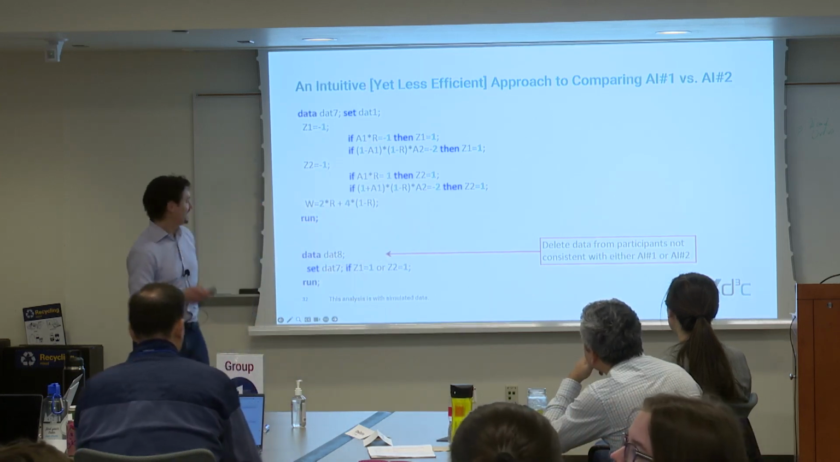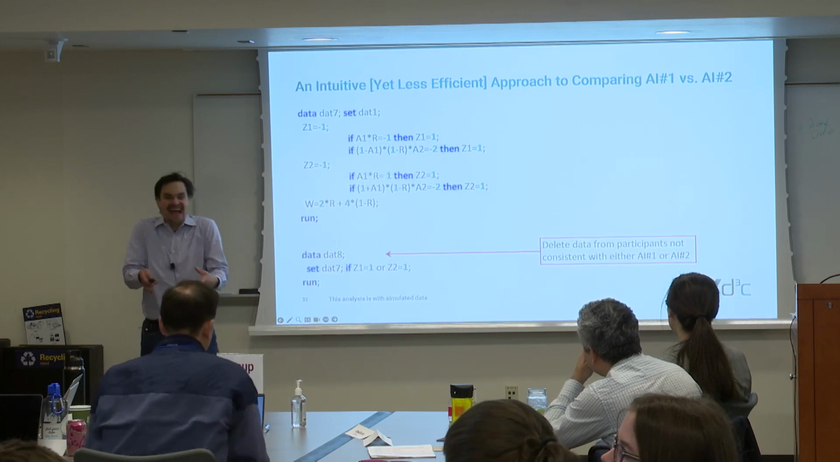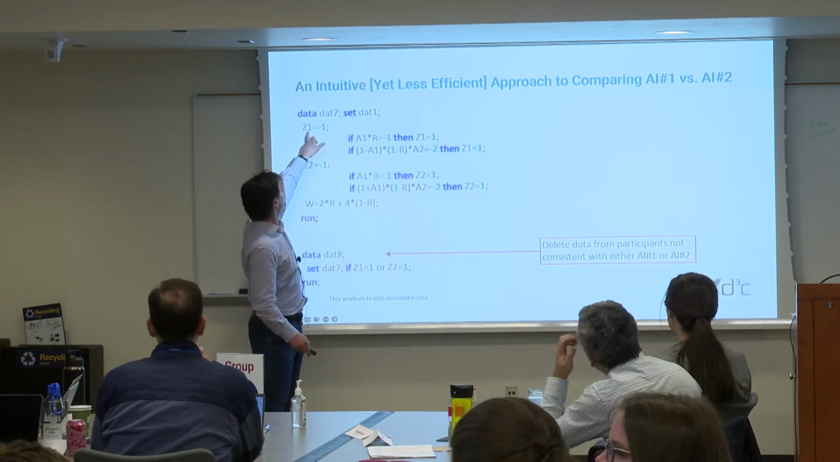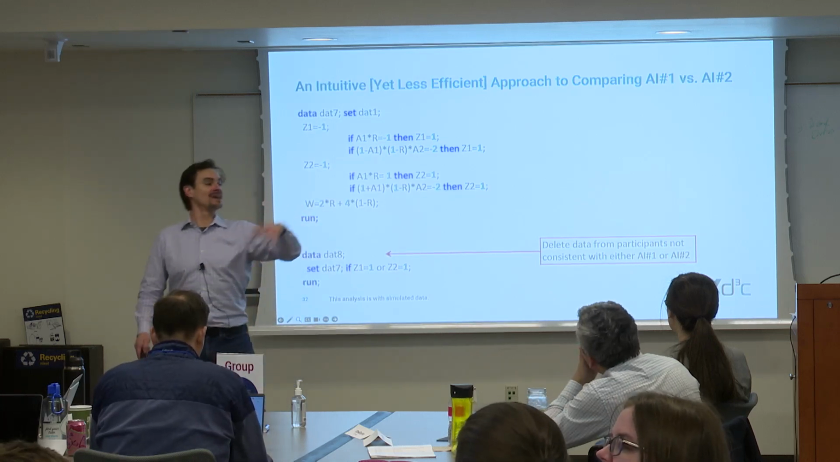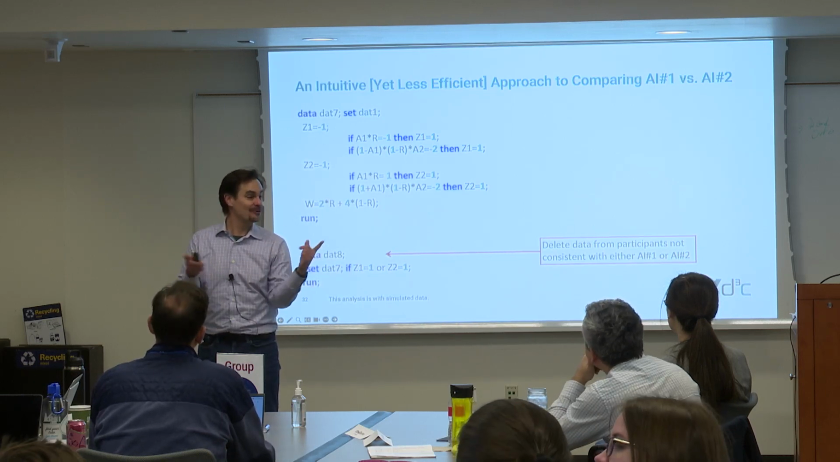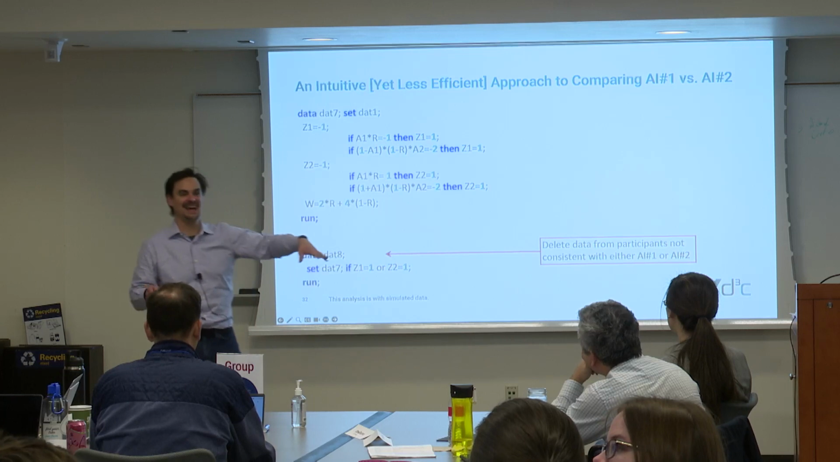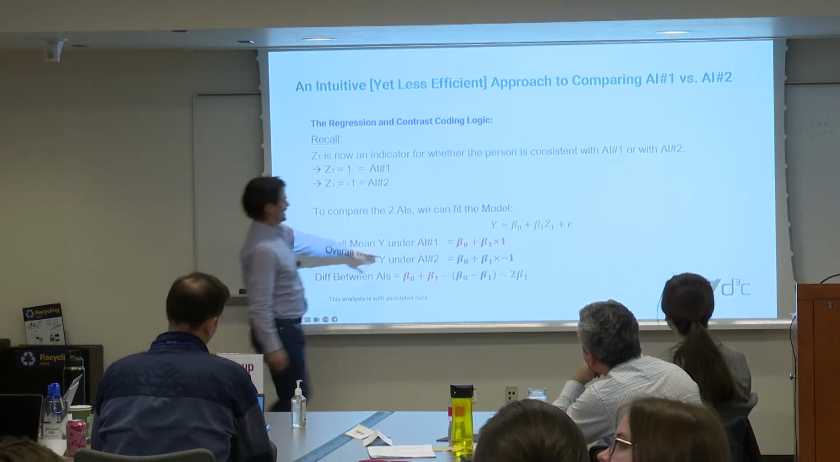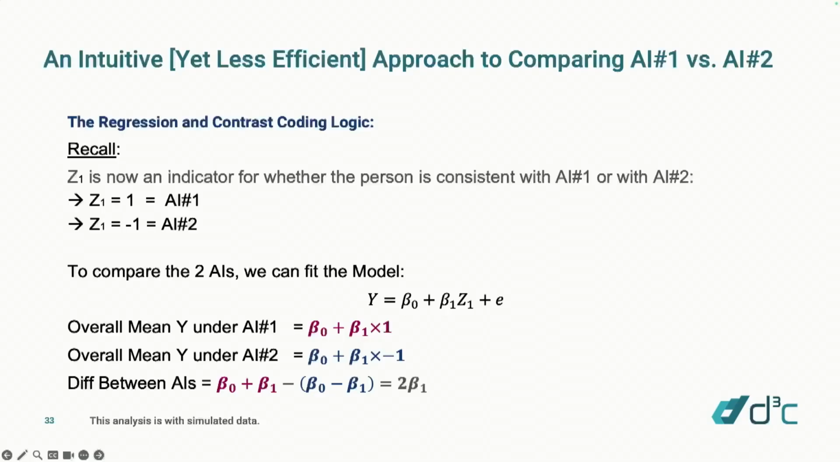You guys with me? But now in my data set, all I have are people consistent with AI1 and people consistent with AI2. So I could actually go back to Z1, because now Z1 in this new data set is actually telling me whether you're an AI1 or AI2, right? Because I kicked everyone else out. You guys see that? Yes? And then that's it. That's what I do. I do my good old trusty regression. And we already discussed earlier that 2 times beta 1 is the causal effect of following AI1 versus following AI2.